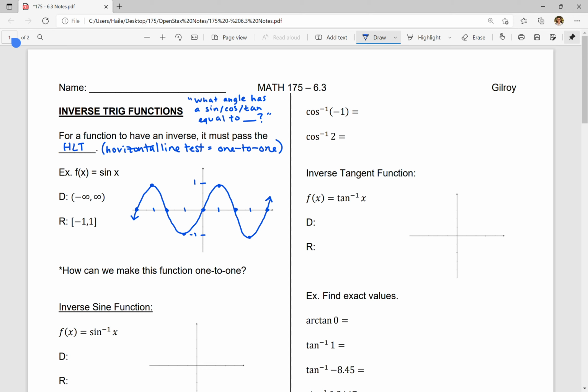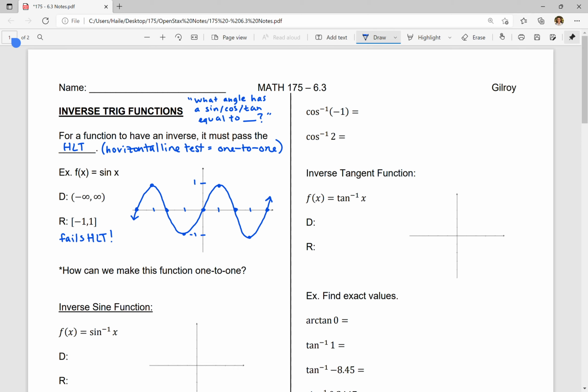Okay, the problem with this graph is that if we were to put our pencil horizontally on the graph and move it up and down, you might notice that your pencil is going to cross more than one point. In fact, it crosses an infinite number of points everywhere you move the pencil. So it fails the horizontal line test. This is a problem because as it stands right now, for the sine function we can't define an inverse function because it fails the horizontal line test. So the big question is, how do we make this function one-to-one?